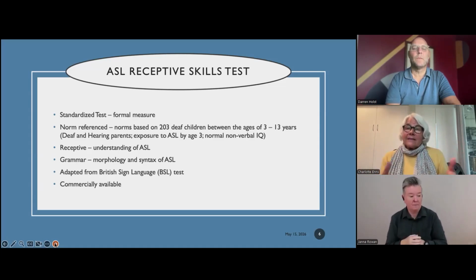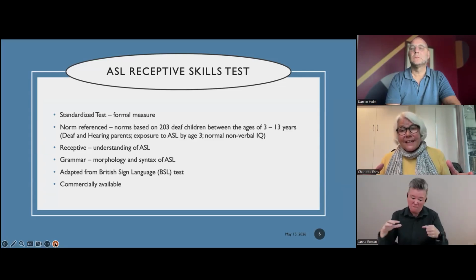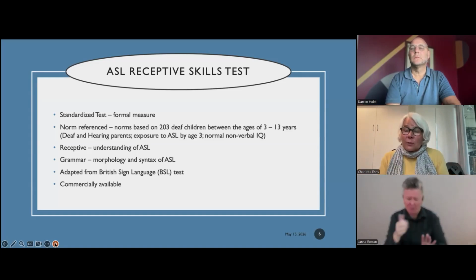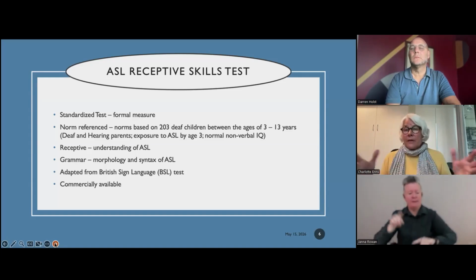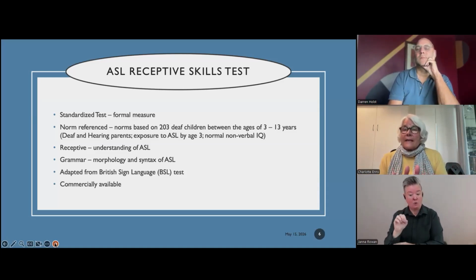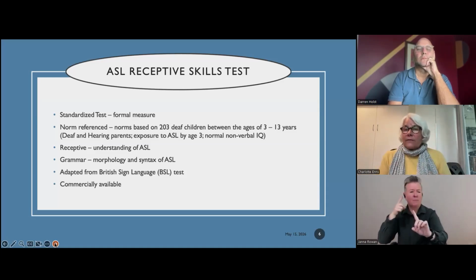Is that group totally representative of deaf children? No, obviously not. We know that there's a lot more variability in the average groups of deaf children. But we created the test based on these norms because we want them to be what are sometimes referred to as aspirational norms, or a goal for deaf children.